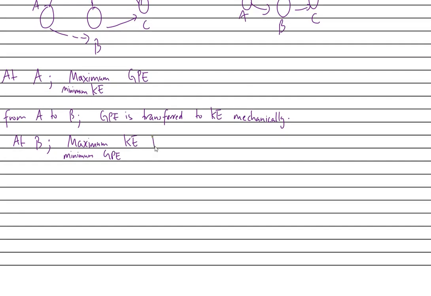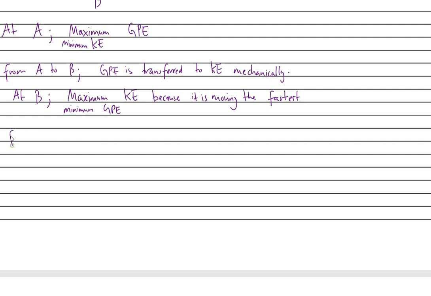Why does it have maximum kinetic energy? Because it is moving the fastest at that point. It swings the fastest at B. Right, and then from B to C, what's going to happen? The kinetic energy is transferred to GPE, again mechanically as well. Yeah, mechanically.